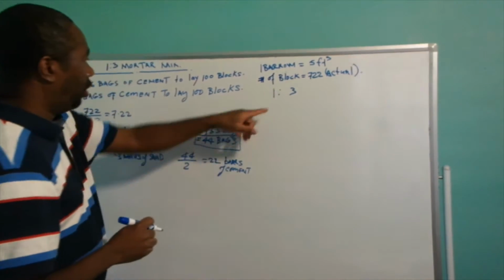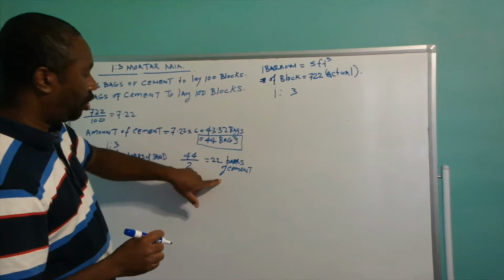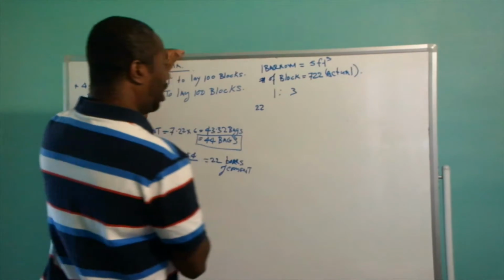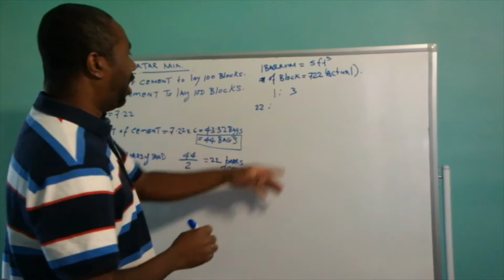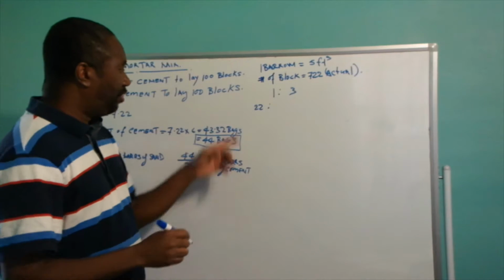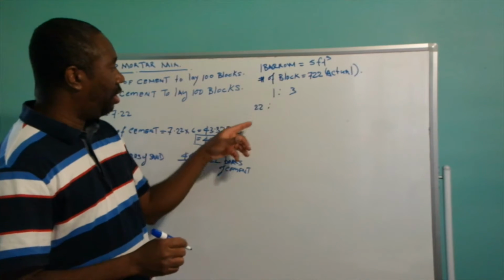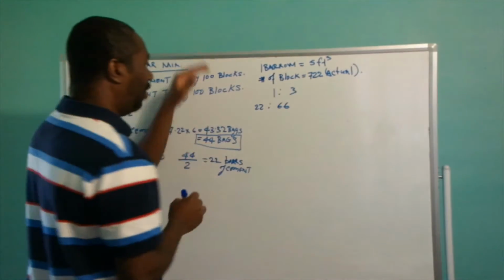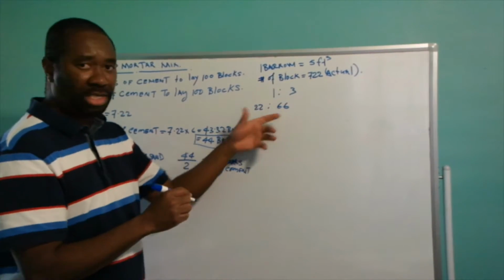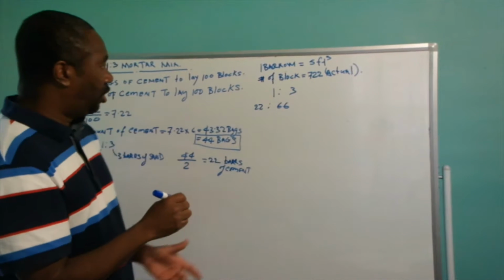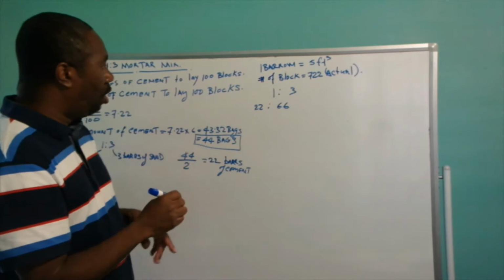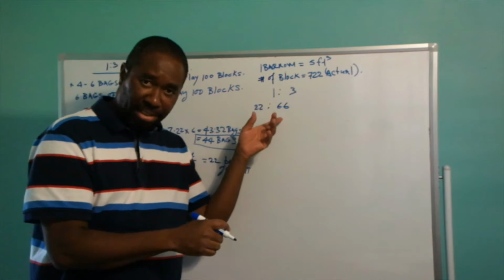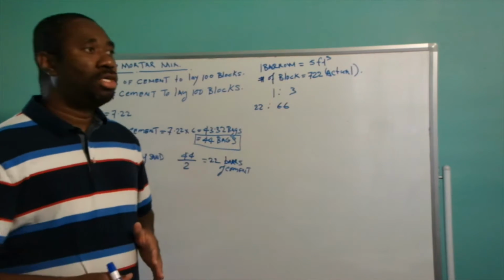So we know that's going to take 22 barrels of cement. So we need to find out how many barrels of sand. So we have to times this 3 by 22, and that gives us 66. So we have a ratio of 22 to 66, which is the same as 1-3. So it's going to take 22 barrels of cement to mix this 66 barrels of sand.